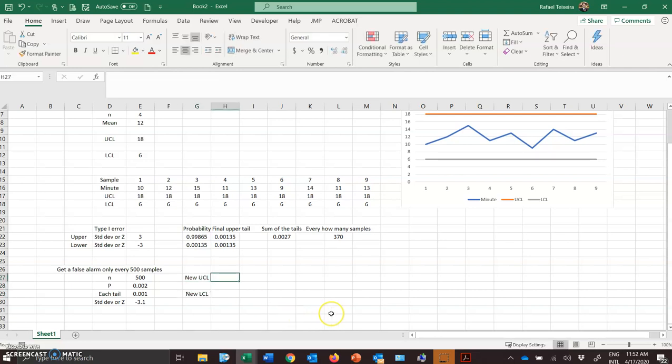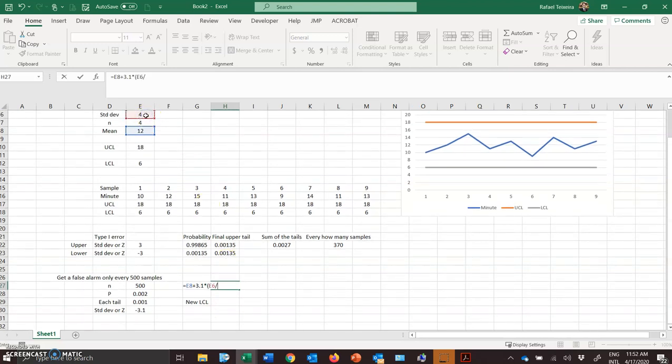The new control limit is going to be equal to the mean plus, because it's the upper control limit, I have to add 3.1, because this is the standard deviation, and if it is upper, it's positive, multiplied by open parenthesis my standard deviation divided by the SQRT open parenthesis the sample size, close parenthesis, close again. That's 18.2.